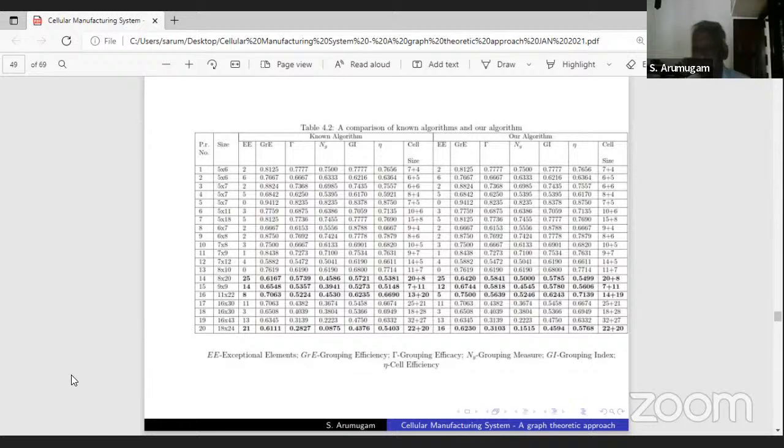So this justifies that our algorithm is really efficient, and that is why the paper was accepted without any problem in a mechanical engineering journal. So this is how we solved this cellular manufacturing problem using depth first search. Okay, good.